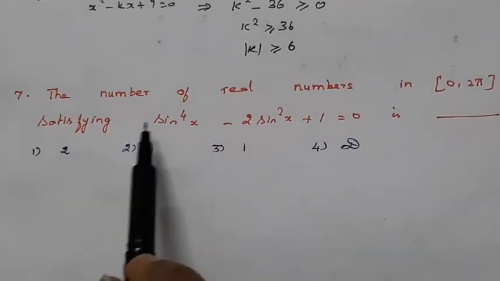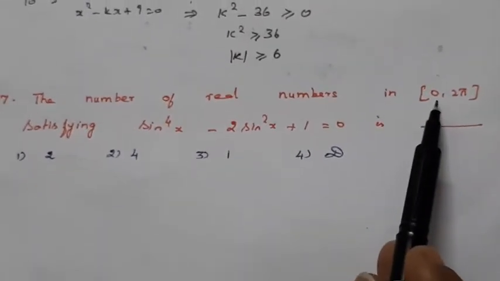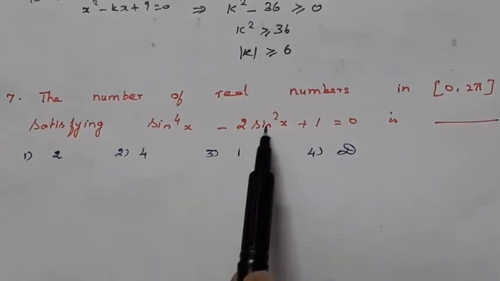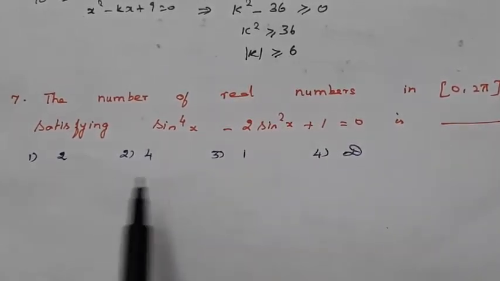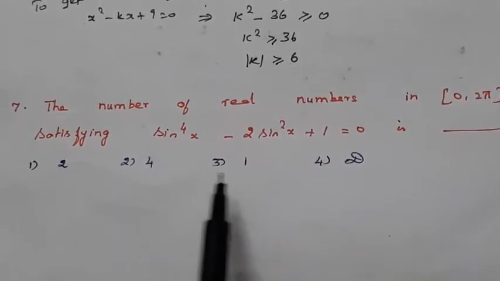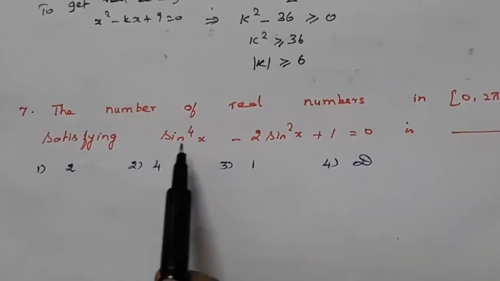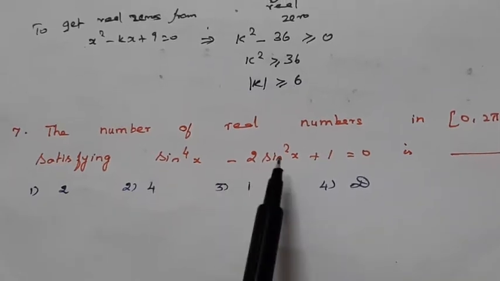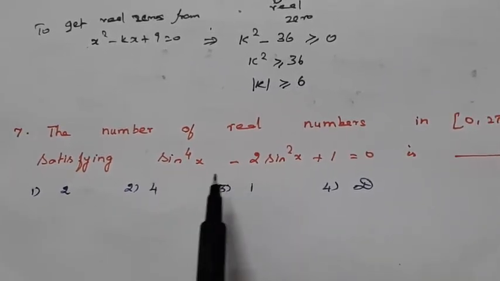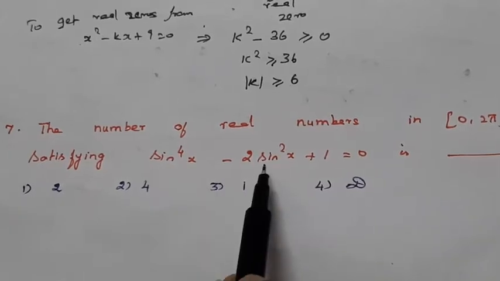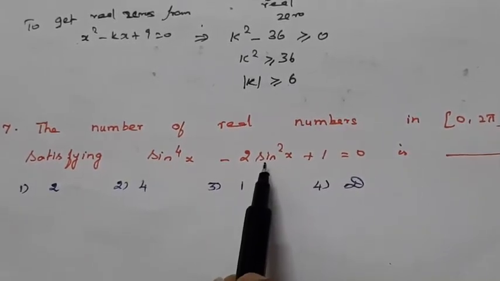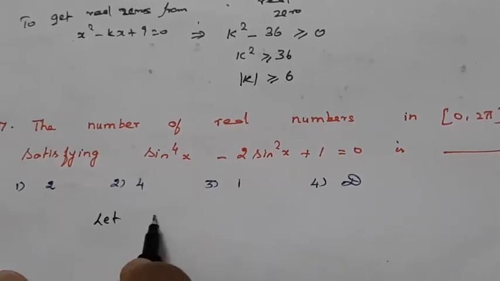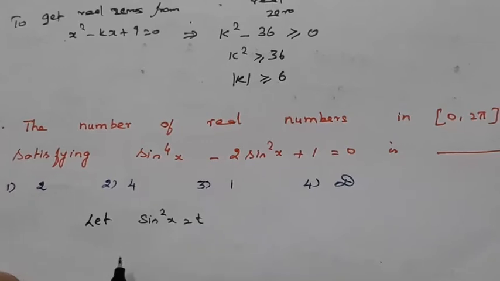Then the 7th one: the number of real numbers in the closed interval 0, 2 pi satisfying the equation sin power 4x minus 2 sin squared x plus 1 equal to 0 is dash. The options are 2, 4, 1 and infinity. See, this comes under non-polynomial equations. In such cases, you have to reduce this to a polynomial equation in some other variable. So, let us replace sin squared x by t. Therefore, sin power 4x will become t squared.